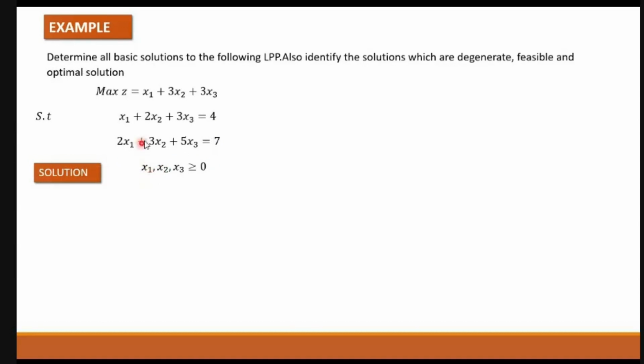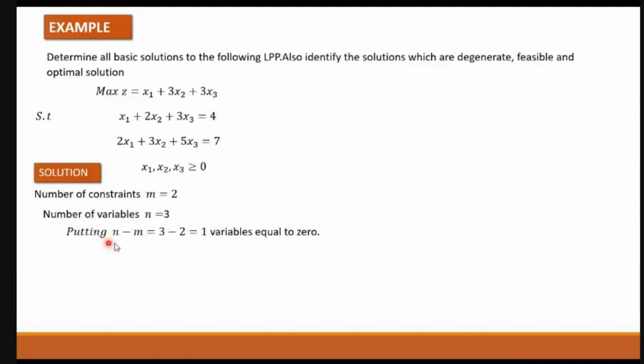These 2 are only constraints. This is called a non-negativity constraint. So we have only 2 constraints. The number of constraints we denote by m, which is equal to 2. And the number of variables are x1, x2, x3, so we have n equal to 3. m is equal to 2, n is equal to 3.